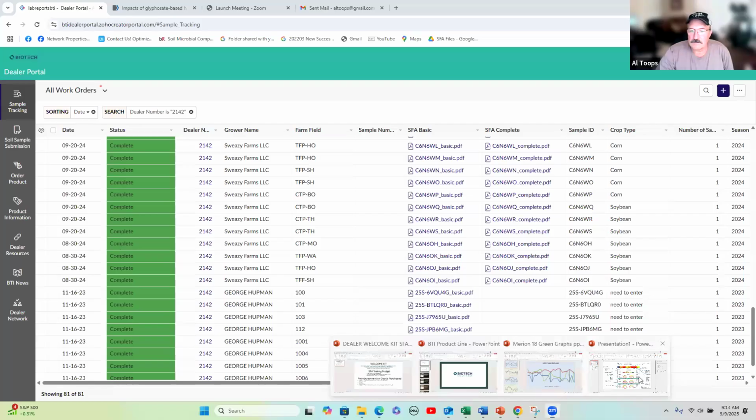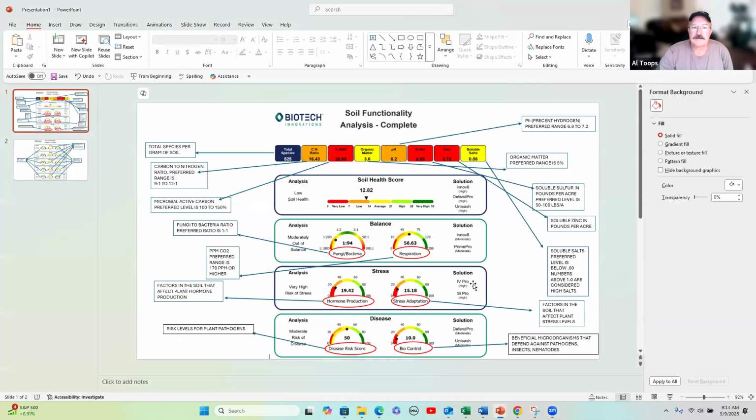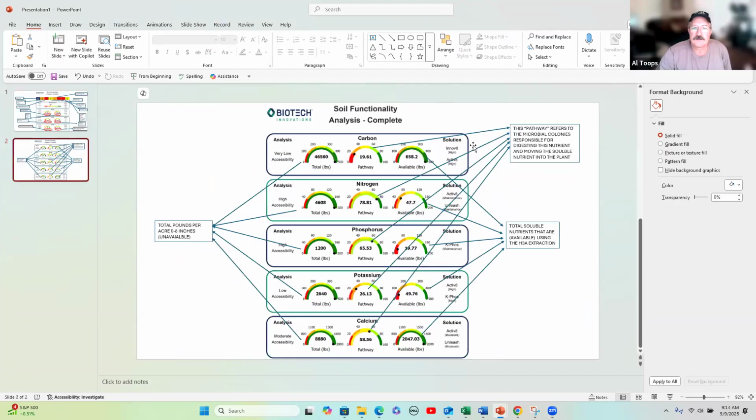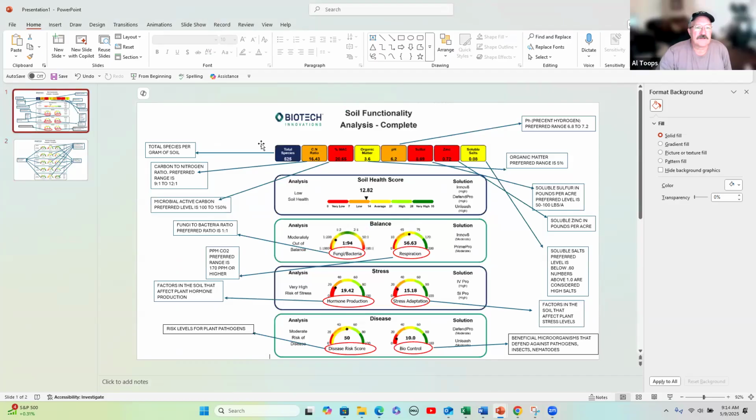Can you see that? Yeah. I put this together. I'll send this to you, Norm. It just shows you what they mean, each of these: total species, carbon, nitrogen, why it's important. I just show you what the ranges should be. It's a real simple little summary.